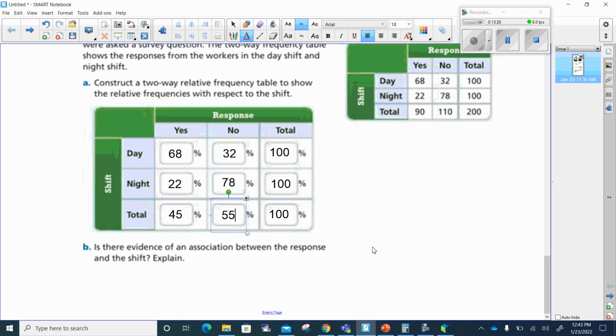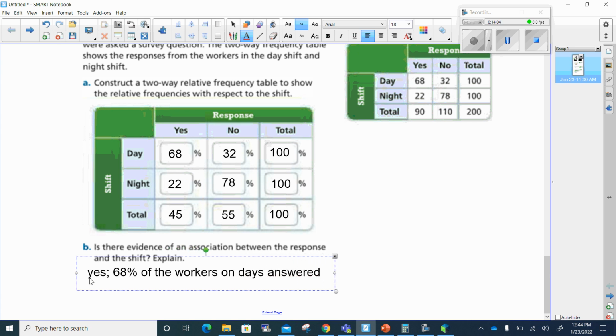Okay. And lastly, it says, is there evidence of an association between the responses and the shifts? And that, of course, will be yes. But they want us to explain. So I could say 68% of the workers on days answered yes.